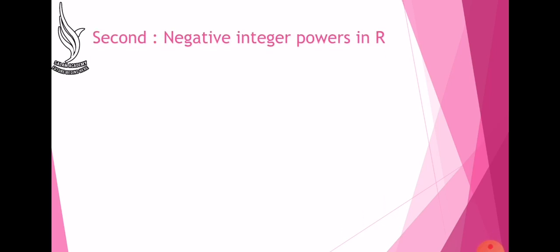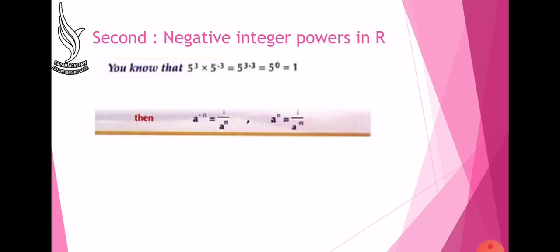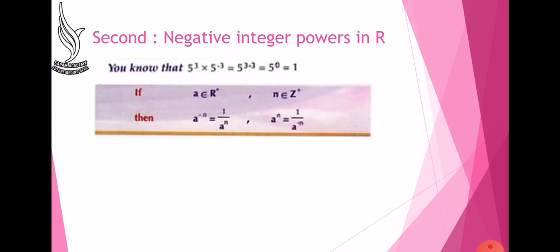The second one is negative integer powers in R. We know that 5^3 times 5^negative 3 equals 5^(3-3), which is 5^0, and any number ^0 equals 1 except 0. If A belongs to R star, N belongs to Z positive, then A^negative N equals 1 over A^N. And vice versa, A^N equals 1 over A^negative N.